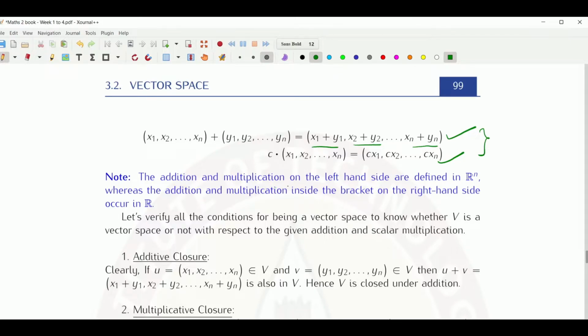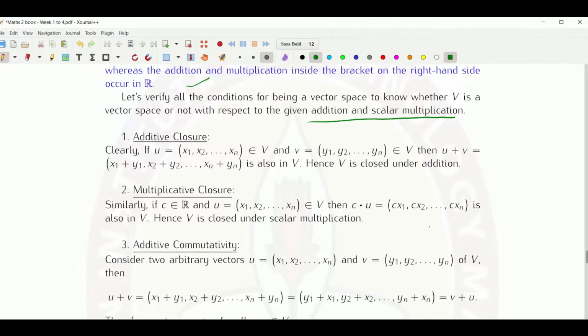The addition and multiplication on the left hand side are defined in R^n, whereas the addition and multiplication inside the brackets on the right hand side occur in R. Let's verify all the conditions for being a vector space to know whether V is a vector space or not with respect to the given addition and scalar multiplication. Let's see first additive closure.